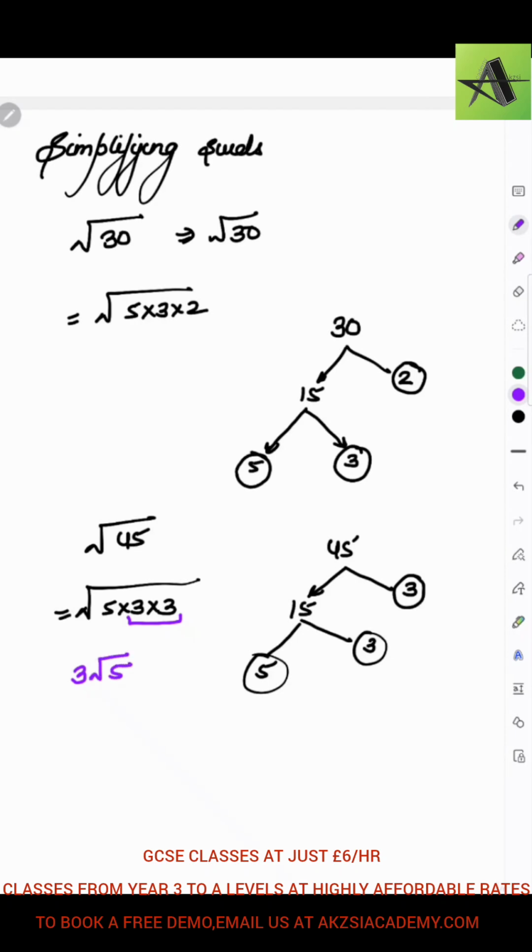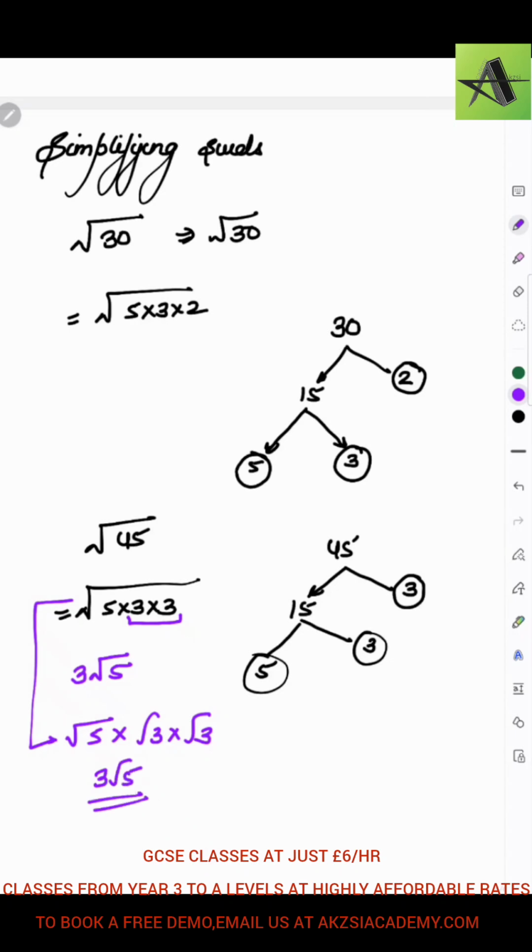And this is the simplified form, so root 45 can be written as 3 root 5. Now again, why have I taken 3 out? Because root of 5 times 3 times 3 means root 5 times root 3 times root 3. And we just studied that if you are multiplying two root numbers together, the number itself will be the answer. That means root 3 times root 3 is 3. So the answer is 3 root 5.